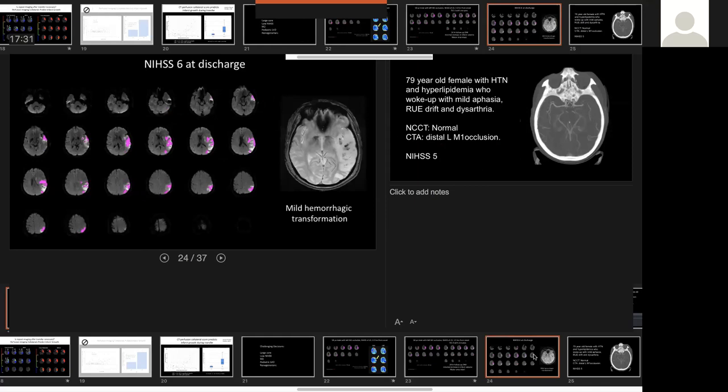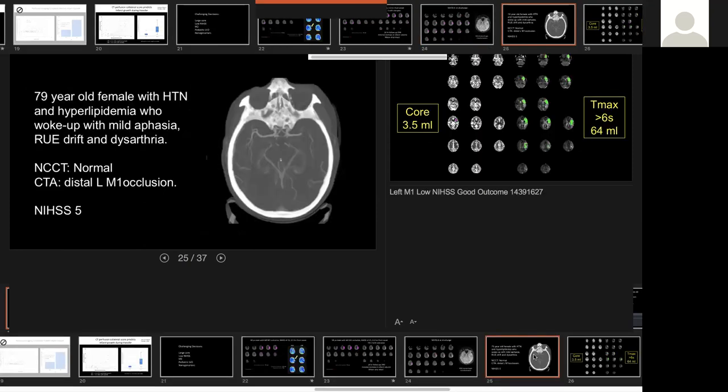So again, it's a little bit of a border zone because it's large core, but there are ongoing trials looking at large core, and our suspicion is large core, large mismatch, those patients are going to benefit.